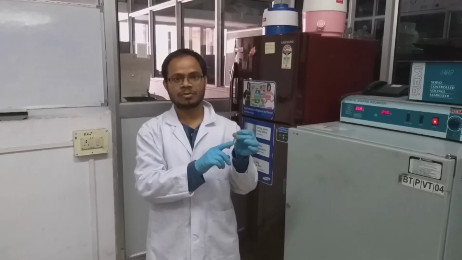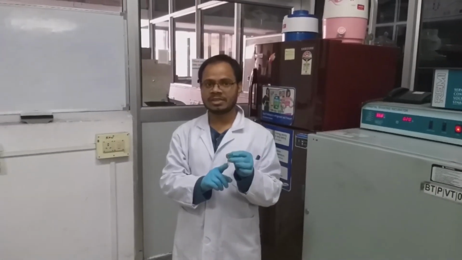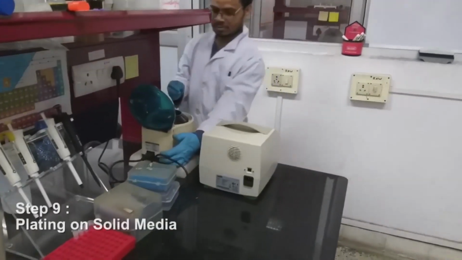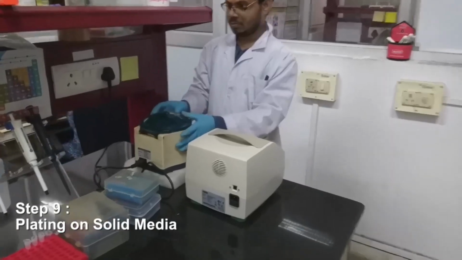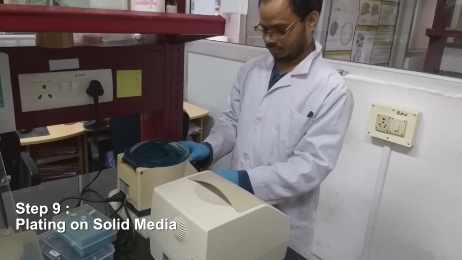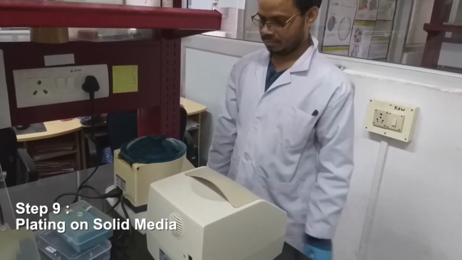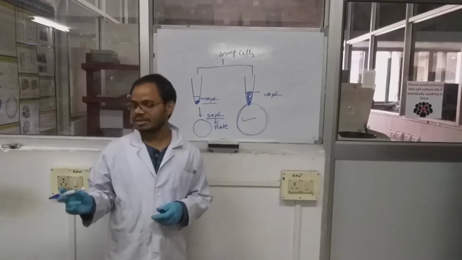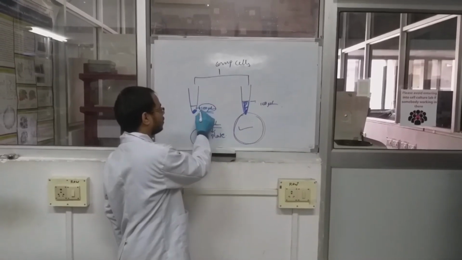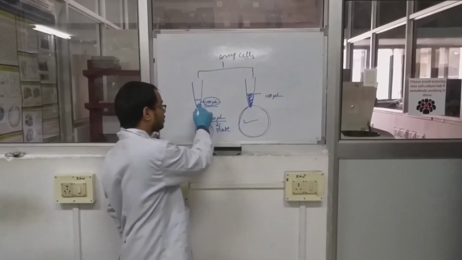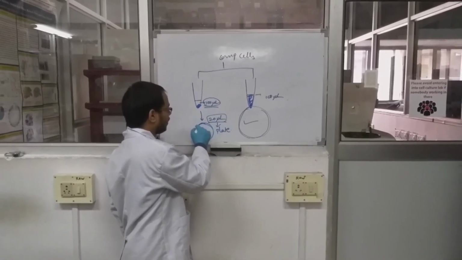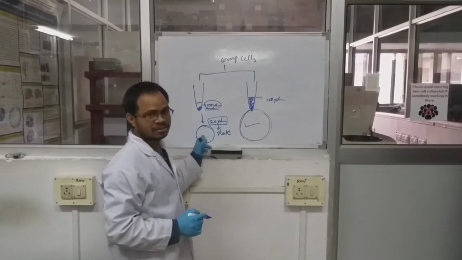now we got sufficient growth for transformation. We will centrifuge the cells and plate them suitably. After centrifugation, we will remove all the media, but we will keep 100 microliter, resuspend the pellet and take 20 microliter and plate on agar plates.